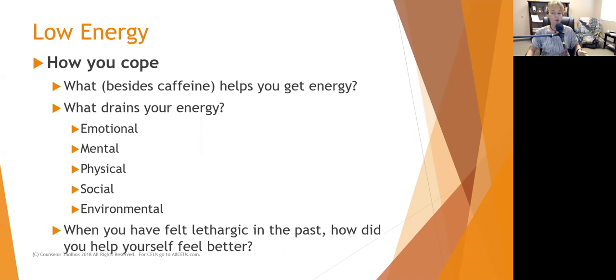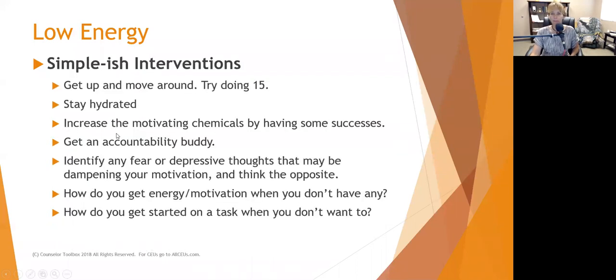When you felt low energy or lethargic in the past, how did you help yourself feel better? It's always better to go back to what you've done in the past that's worked. Alrighty, so get up and move around. Try doing 15. And this is one of my favorite interventions. Sometimes you're sitting on that couch and you have no energy and you're just like, oh my gosh, I just don't want to do anything. Get up and do it for 15 minutes. If you're still miserable after 15 minutes, go sit your butt back down again.